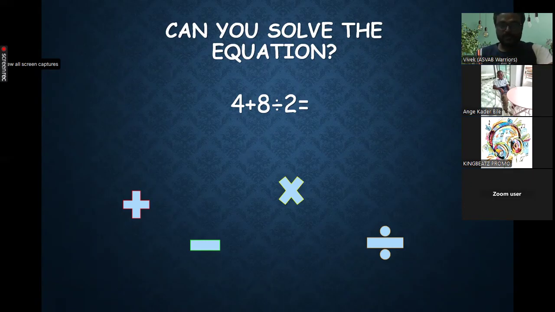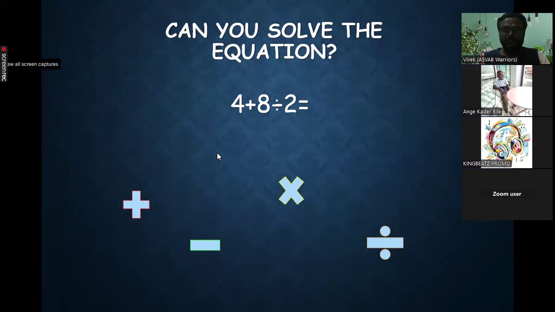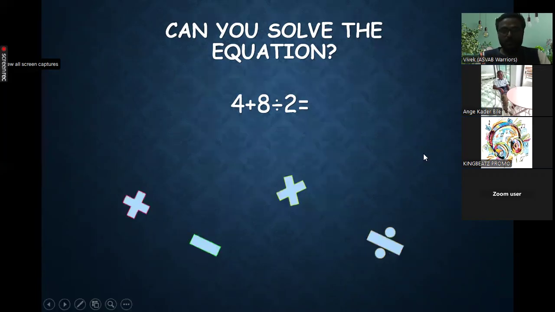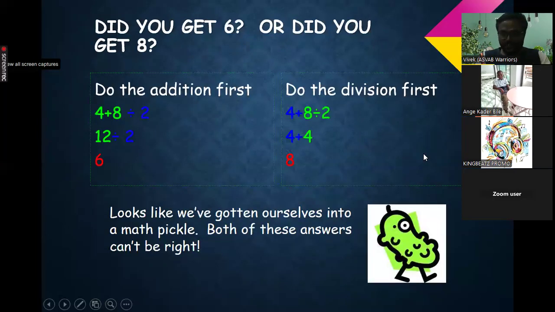It's 8. Yeah, Ablam got 8. Joseph and Frederick. Daniel. Daniel says 6. Okay. Frederick and Joseph. I find 8. Okay. So some of you got the answer as 6 and some of you got the answer as 8.